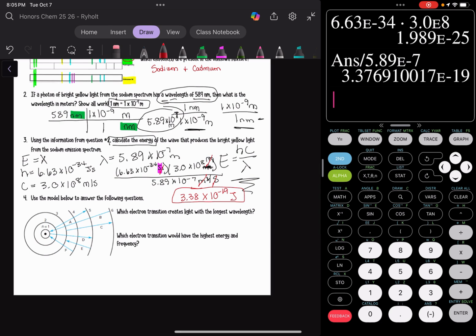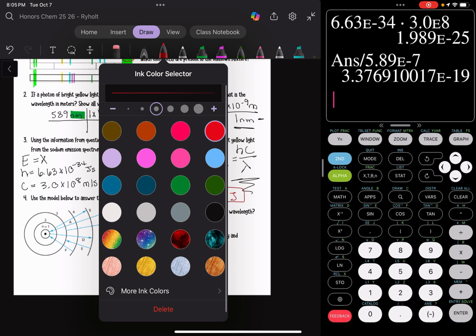Okay, so we're almost finished. Now it says use the model below to answer the following questions. It says which electron transition creates light with the longest wavelength? The other one says which electron transition would have the highest energy and frequency? So the biggest thing to know here, and this is something we've been talking about when discussing the practice packet.